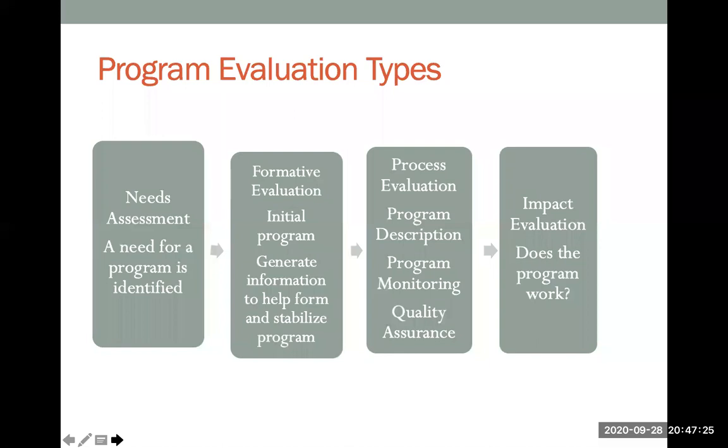When we get to process evaluation, part of what we're doing is fully describing what the program does and how it does it. We're monitoring the program for implementation fidelity, but we're also checking to make sure that the program has levels of quality that align with specific standards. So when we get to impact evaluation, we're primarily interested in determining if the program is working.